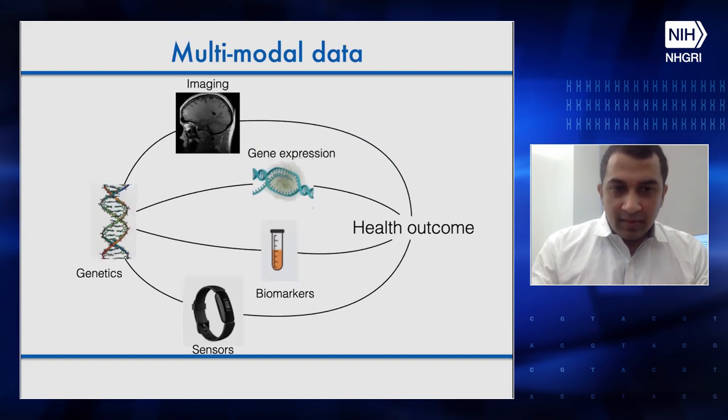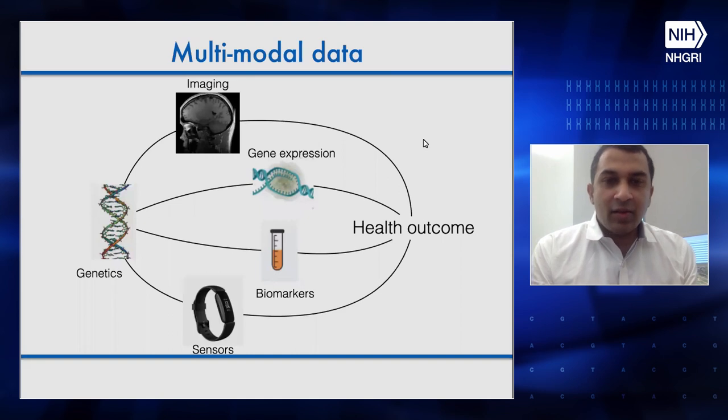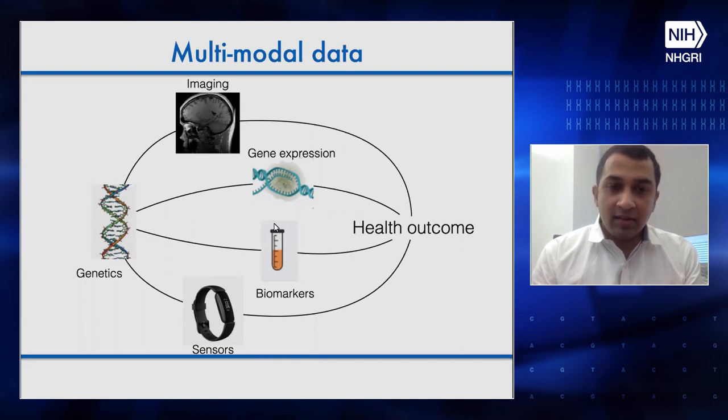So our big picture goal is to connect genetic variation to different health outcomes. What is extremely interesting in the context of biobanks is the availability of not just data on the health outcome, but data from multiple modalities. So this includes imaging, gene expression data, or other molecular data, biomarkers, as well as sensor data.